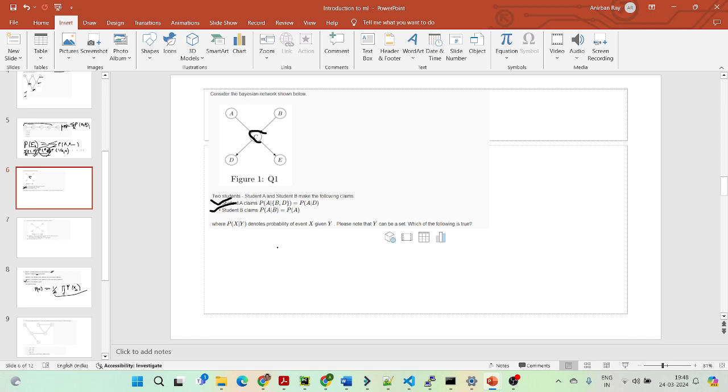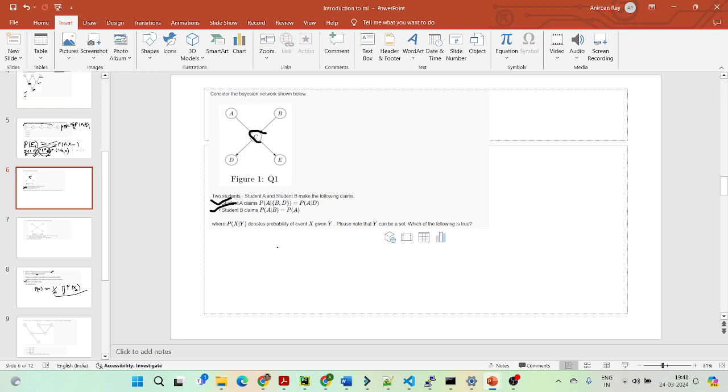But how is the first one true? In the first one they have just added the D part, right? So D is actually irrelevant, okay? D is not connected to both A and B. So can we say that if D is known, then C is also known? No, no, no. If D is not known, then you cannot say C is known. In the first option D is mentioned, which means D is known. So if D is known, then C is also known. How?